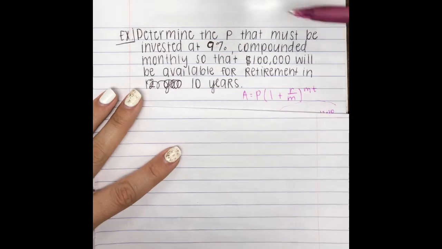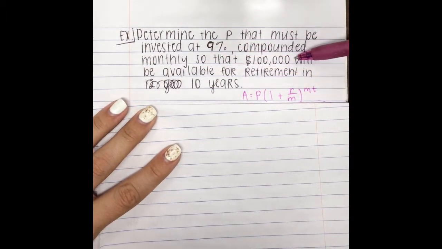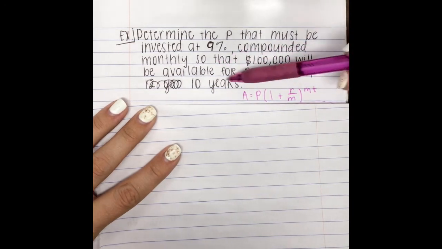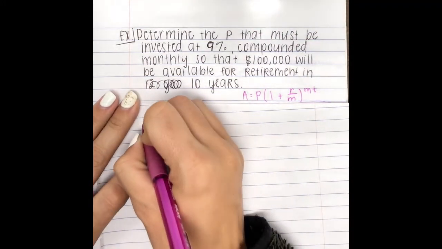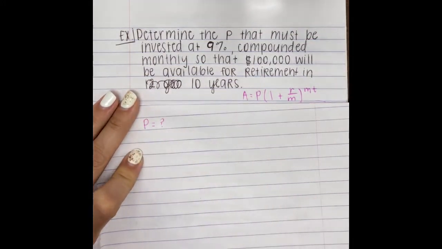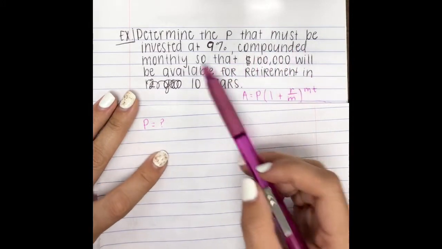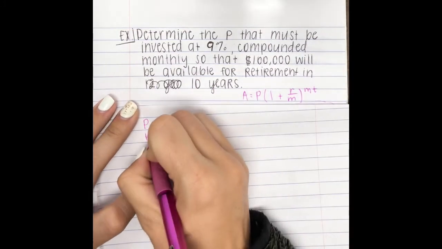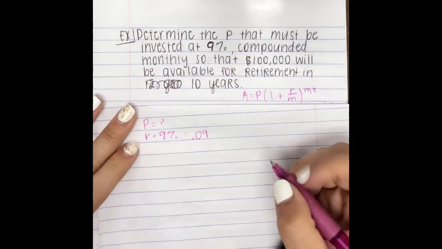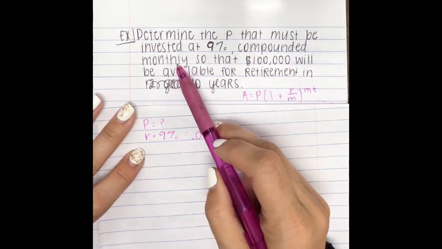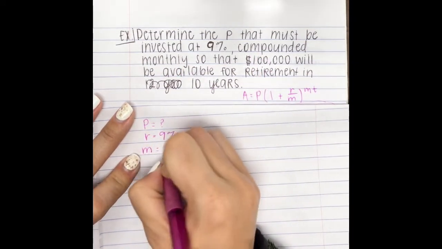All right, so determine the P that must be invested at 9% compounded monthly so that $100,000 will be available for retirement in 10 years. So it says determine the P. So for this one, we're not actually given the P. The P is gonna be my question mark. That's what we're trying to figure out. So our rate is 9%, or 0.09 as a decimal. It's compounded monthly, okay? So there are 12 months in a year, so it is compounded 12 times in a year.